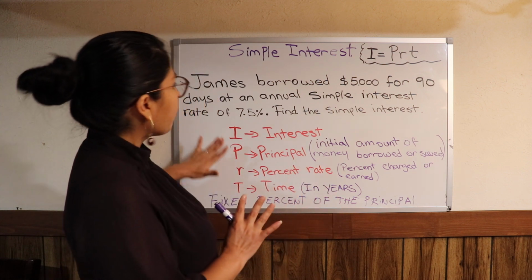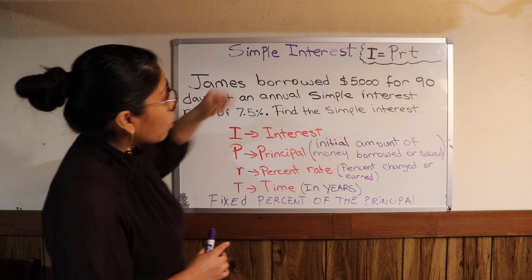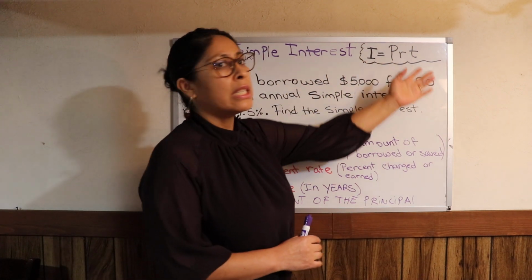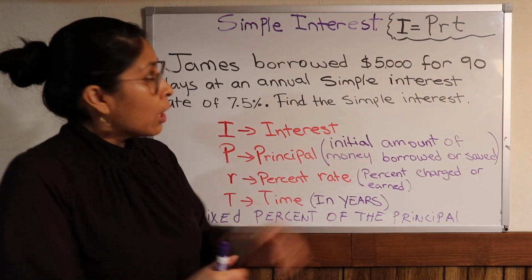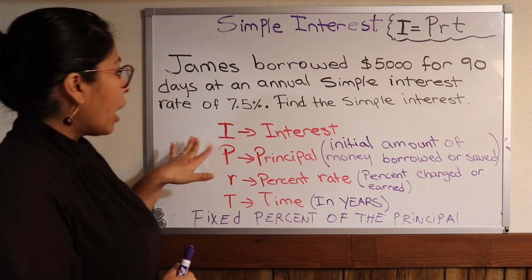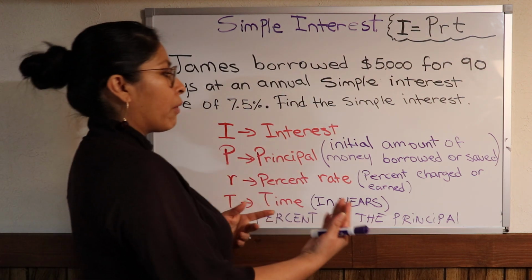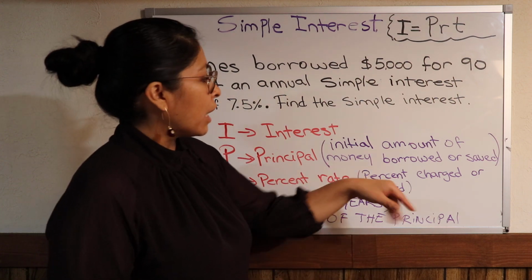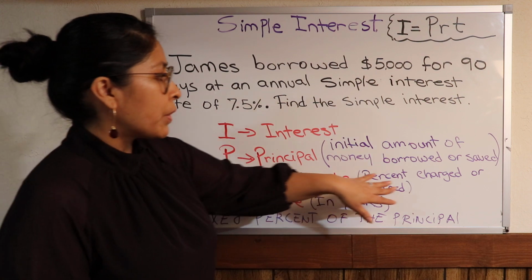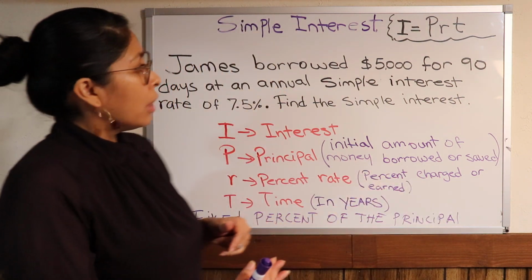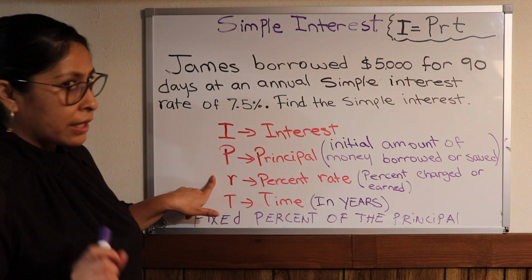Okay, so what I have right here is a word problem, and then I have the equation here, I equals PRT. But before doing that, we have to know what exactly those letters mean. I is the interest, P is the principal, or the initial amount of money borrowed or saved. R represents the percent rate, percent charge, or earn. And the R must be written in decimal form.